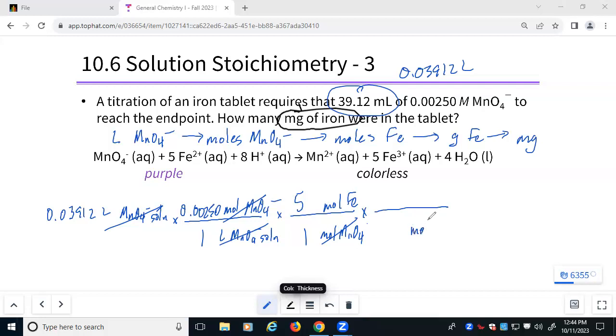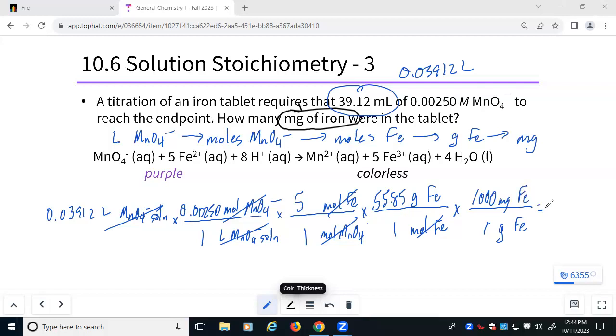Now I'm going to turn the moles of iron into grams. For that, I need the molar mass. Molar mass of iron is 55.85 grams per mole. My moles of iron cancel. Last, I want to turn the grams into milligrams. 1 gram is 1,000 milligrams.